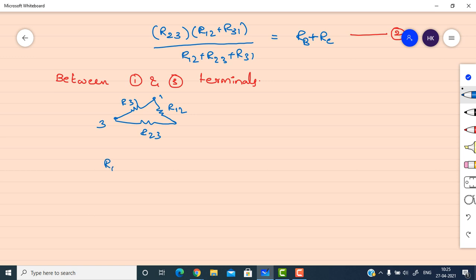Then R12 and R23 are in series, and the resultant will be in parallel with R31. This is R31. So the series combination of those two is R12 plus R23. That is for the delta connection.